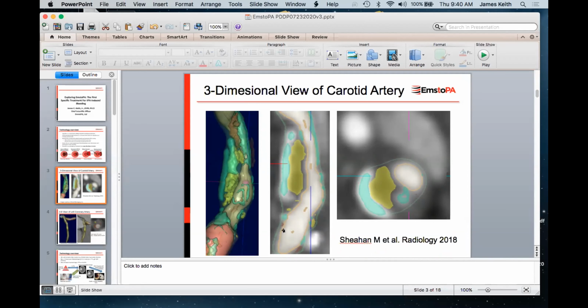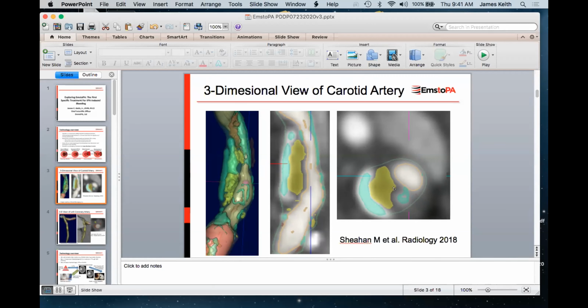So this is a carotid artery that's rendered in three dimensions from a CT angiogram. And you can see that the flow of blood in white is constricted at the region of this plaque. And the plaque has a large necrotic core in green, as well as calcification.